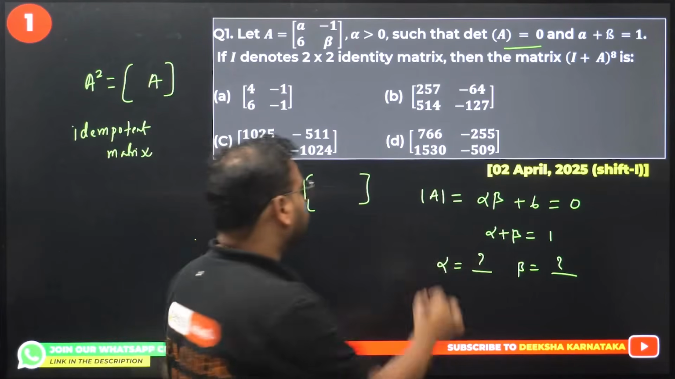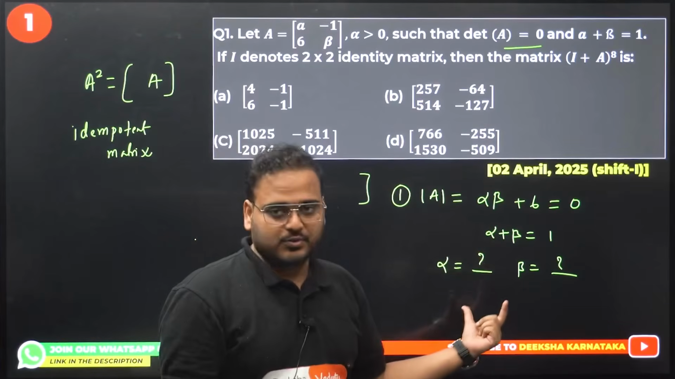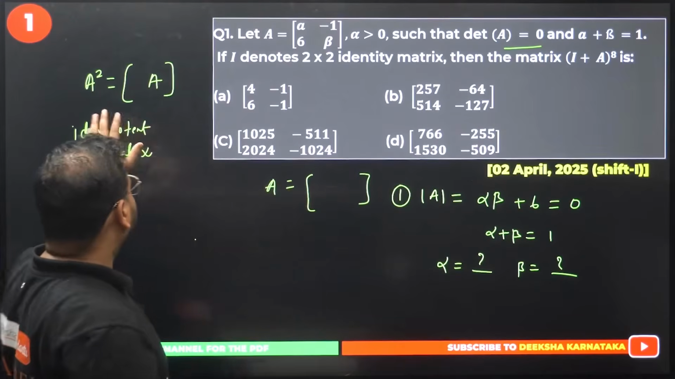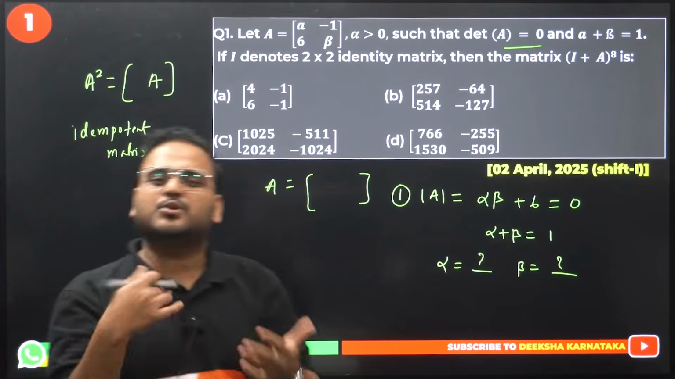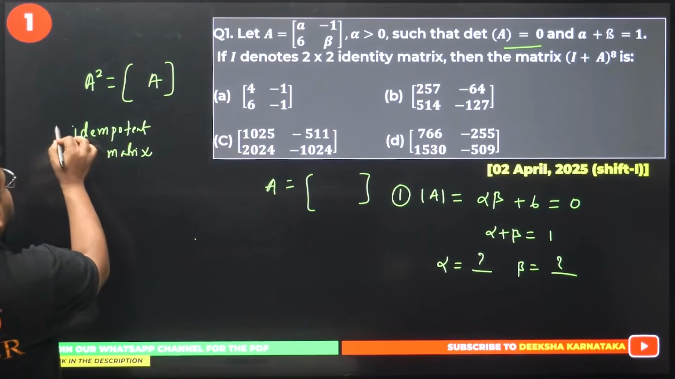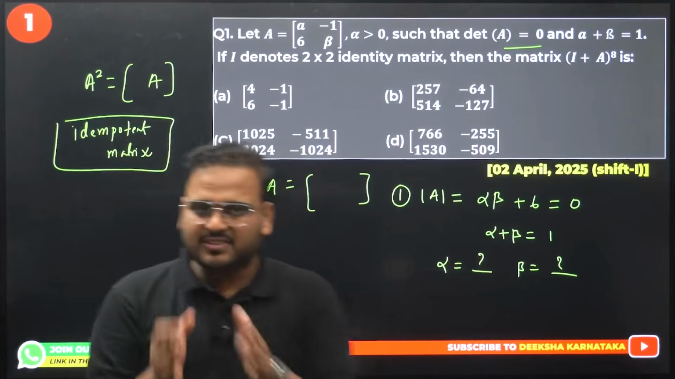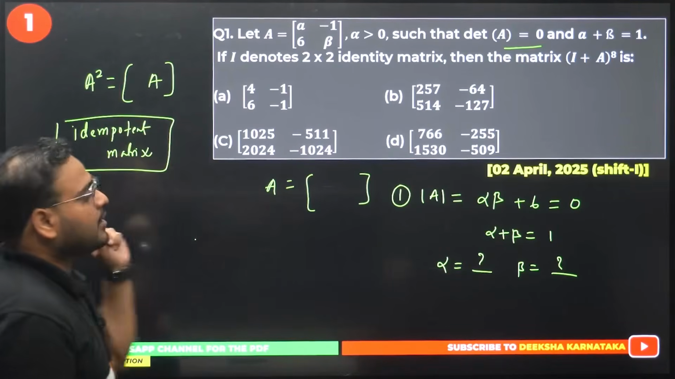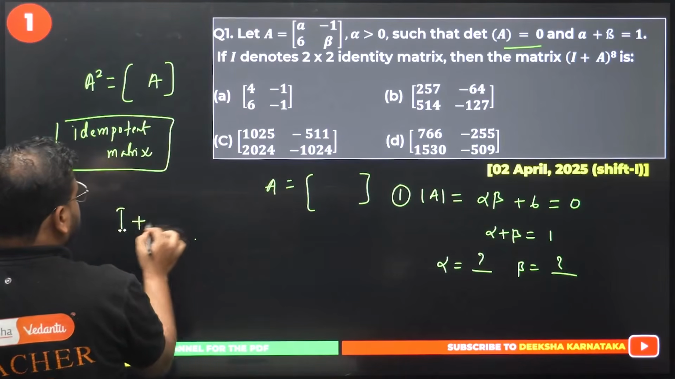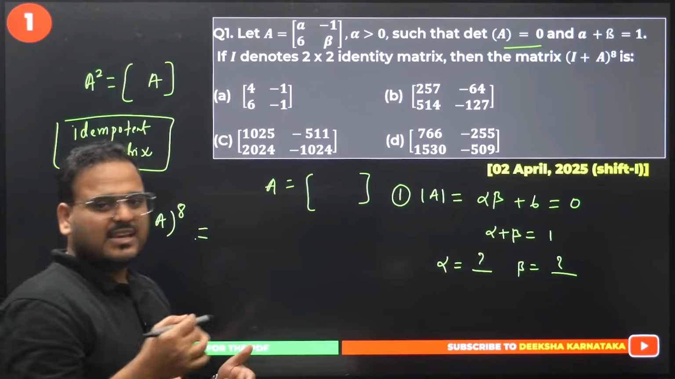My first hint is how to find the variables alpha and beta values. Next, once you do that, find the matrix A, look for A square, and you'll find that A square is equal to A cube is equal to A, and so on. It means the given matrix A is an idempotent matrix, that you know very well if you have this relation. Now after that, apply the binomial expansion of I plus A power 8 as, first term will be nC0, right?